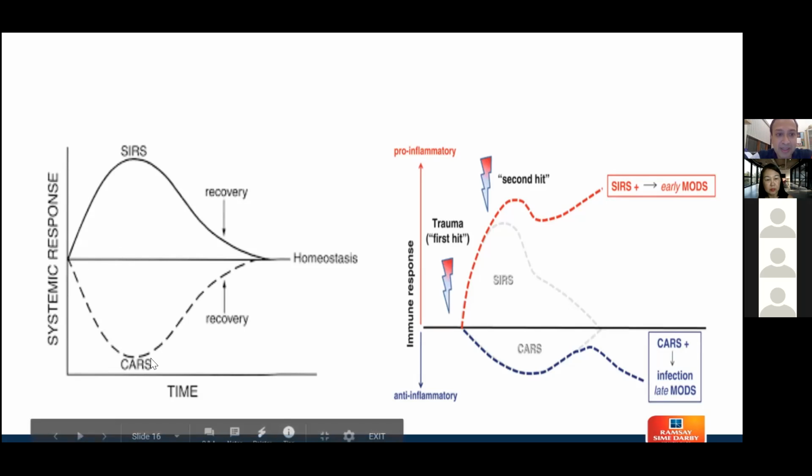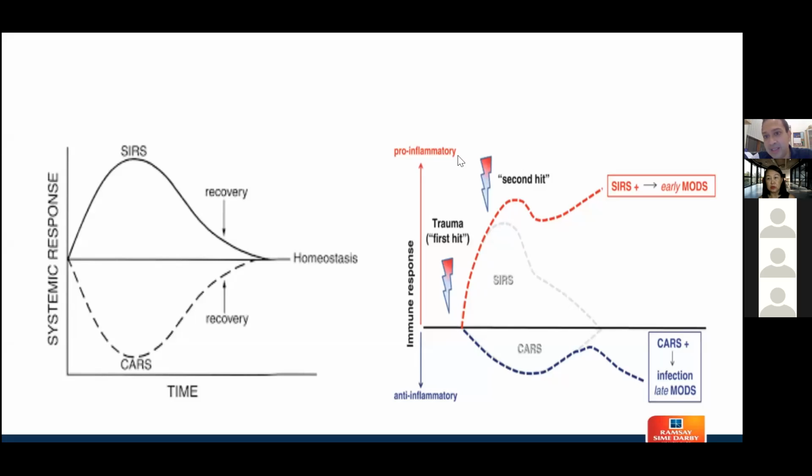The bottom part of the graph is actually the compensatory mechanism, yeah? Compensatory anti-inflammatory response syndrome. So they should balance out each other, and the patient does well and achieves homeostasis. So what happens is the first hit is actually at the trauma, yeah? So we're going to the next graph. Trauma is what is called the first hit. Happens here, all your inflammatory markers go up. So technically it should come back down now and resolve.